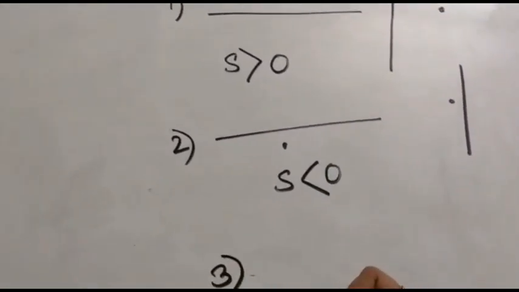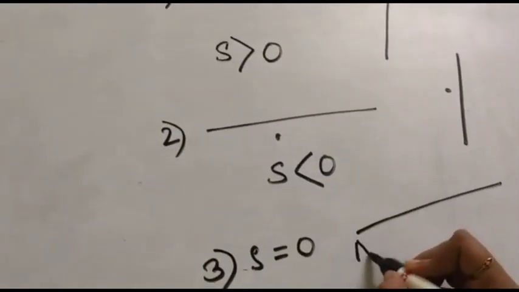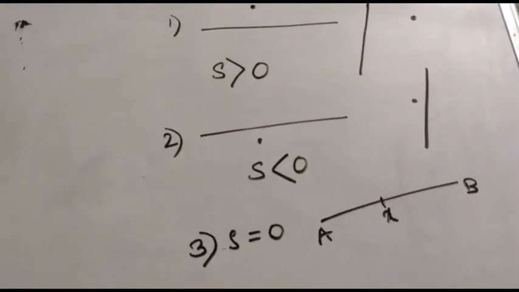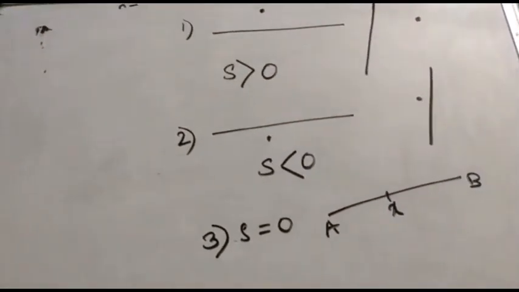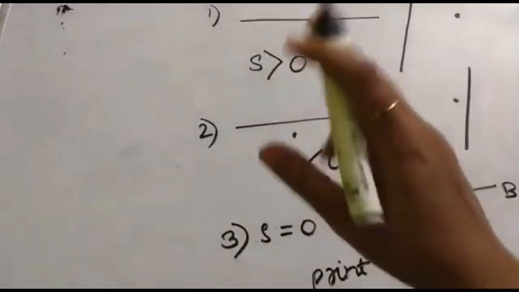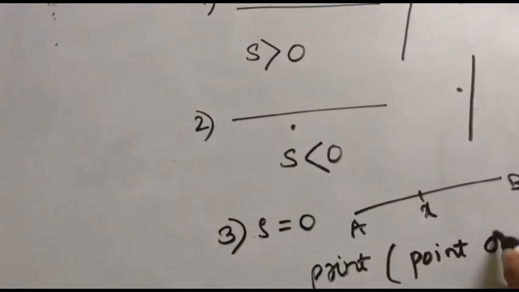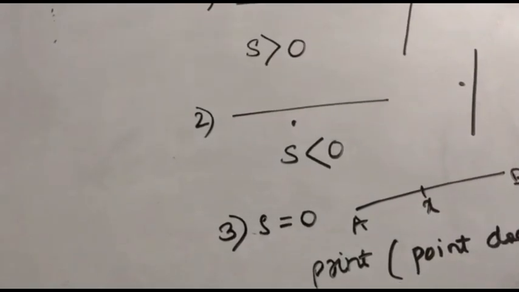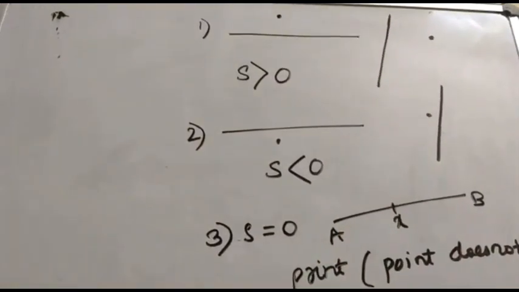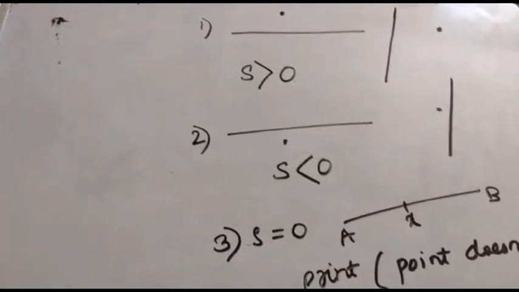And test case number 3, if s is equal to 0, then we can say that X passes through this line AB. So this is simple, and then we can print our results, and whatever our case is, like point lies or point does not lie, whatever. So this is going to tell us whether a point lies on a line or not. You can verify it on your laptop and let us know.